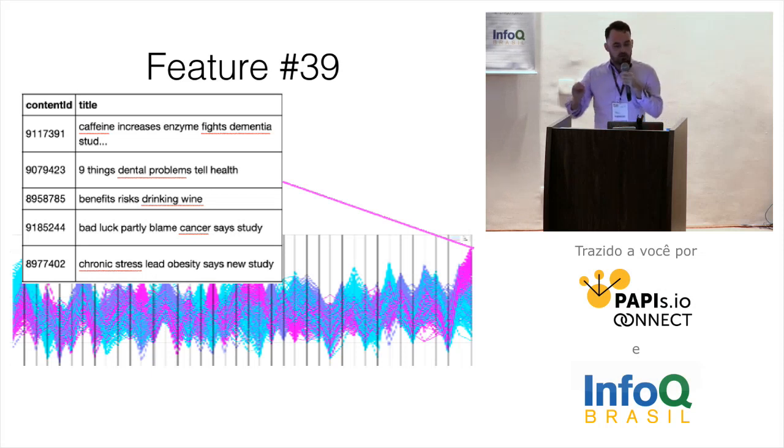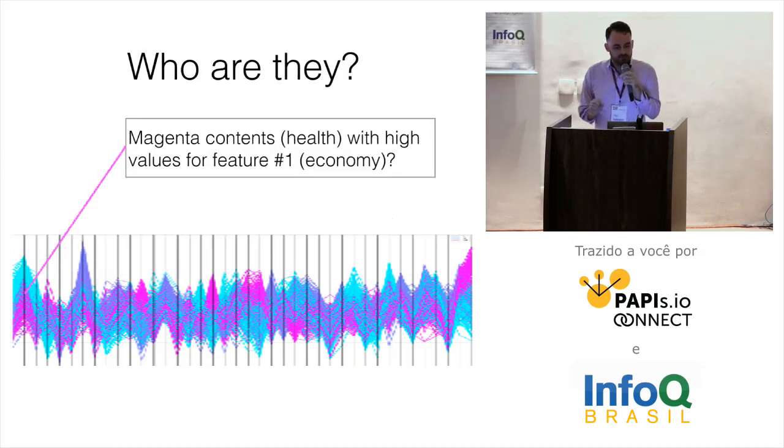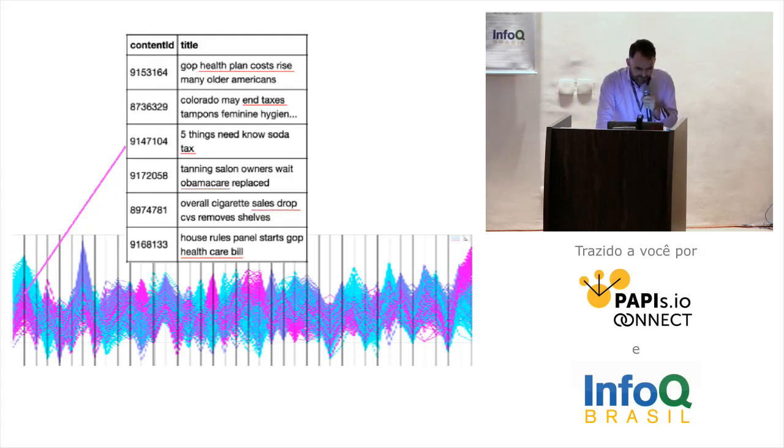But we can see that magenta contents are frequently in the opposite direction of the cyan contents for almost all of the dimensions here. It makes sense, because health tips and US economy don't have much in common in general, right? But we have a group of magenta contents with high values for dimension 1, which is economy. Why? Let's check. Well, we have health plan costs rise, health products taxes, Obamacare replaced, cigarette sales drop. So yes, definitely it is a mix of health and economy. Our content-based features seem to be working well, okay?